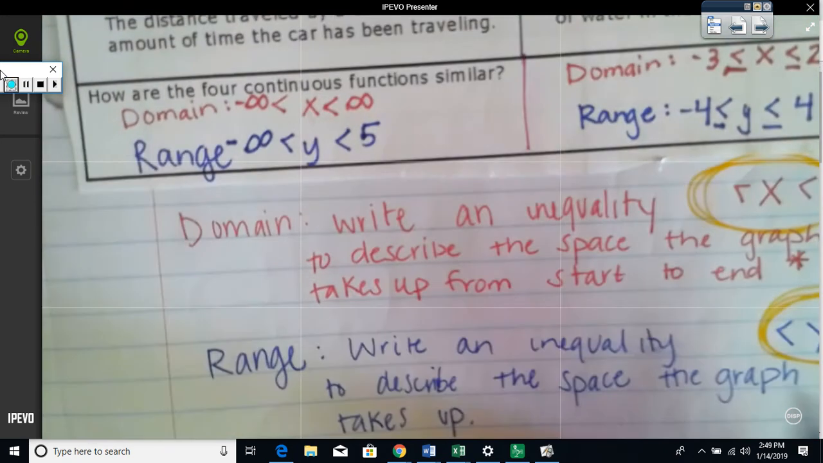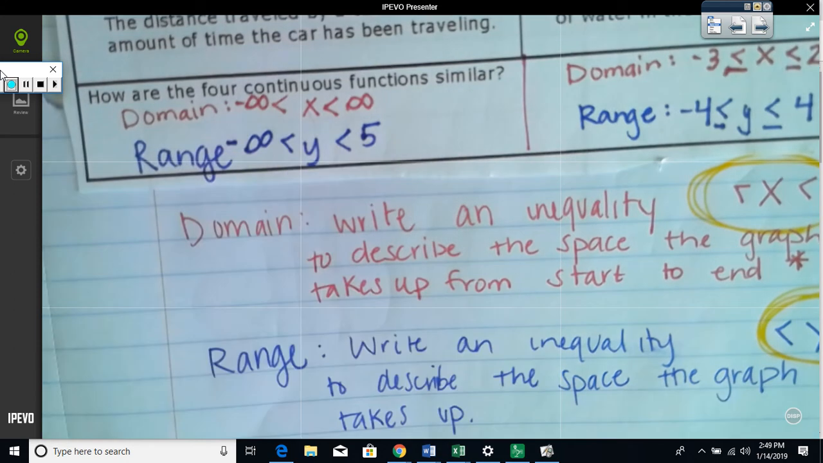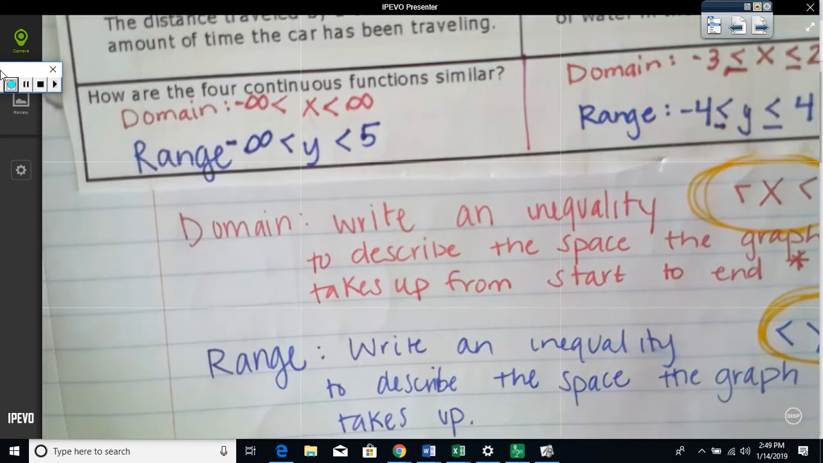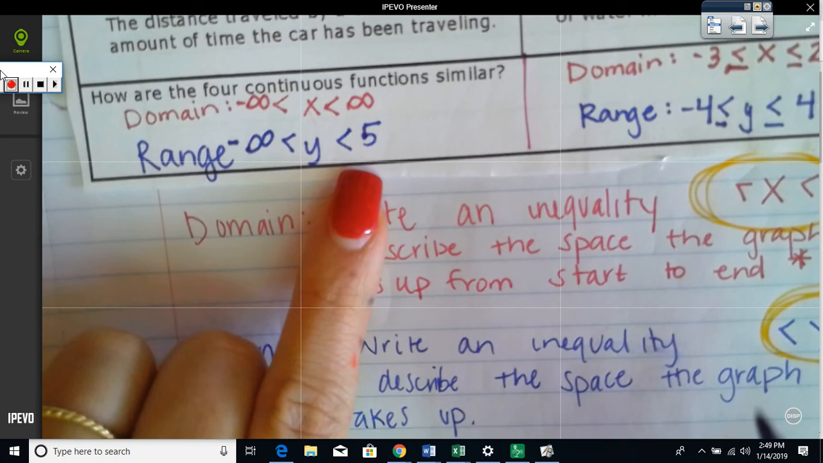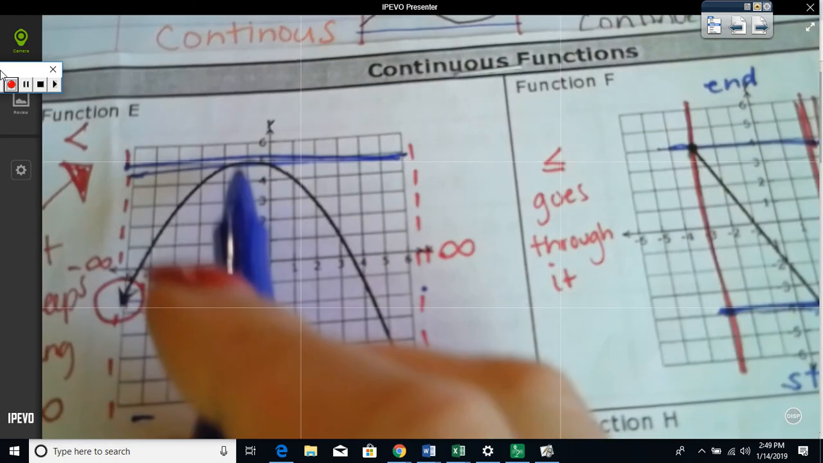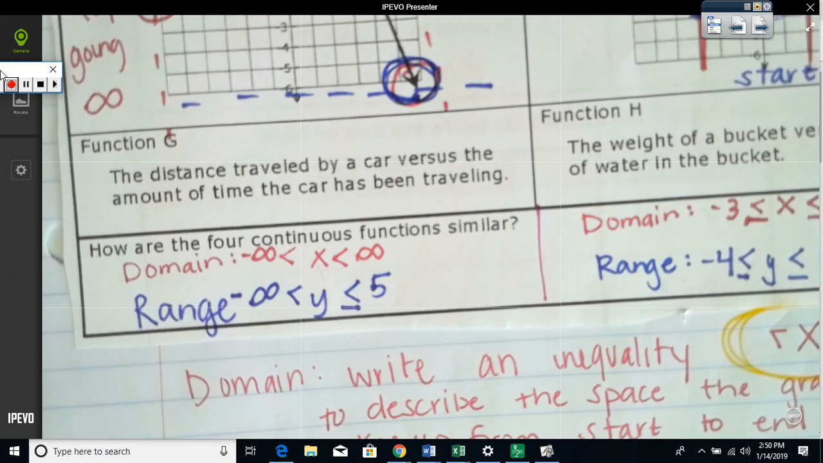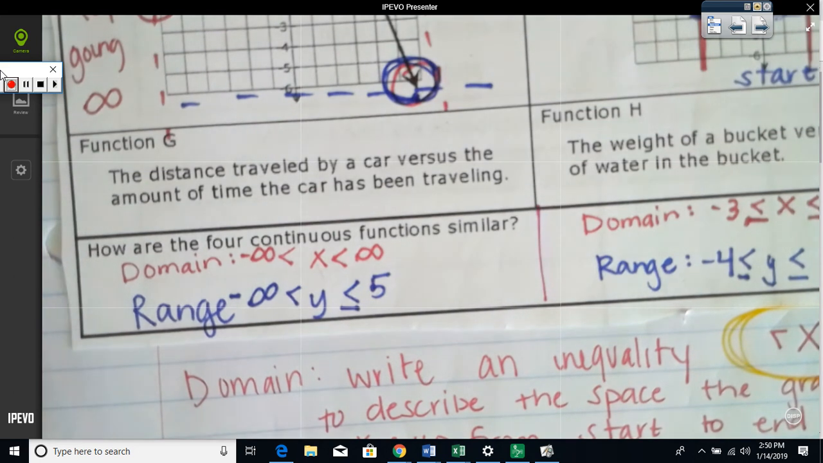It's just 5. So, my question for you, is infinity open or closed? Open, because it keeps going and going. Infinity means that the numbers keep going and going, so it's not going to stop somewhere. 5, does it actually stop at 5? Yes, because there's no open circle. So it should be closed. Raise your hand if you got that one right. Okay, keep your journal. We're going to practice.